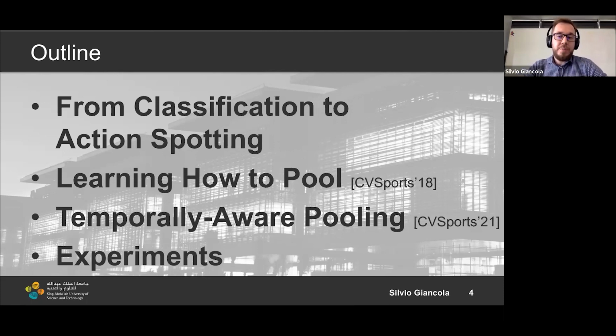And we'll have a third part, which would basically be temporally-aware pooling, which is this new work that was accepted in CVPR Sports 21. And finally, we'll get some experiments and some results to show how this temporally-aware pooling is working.